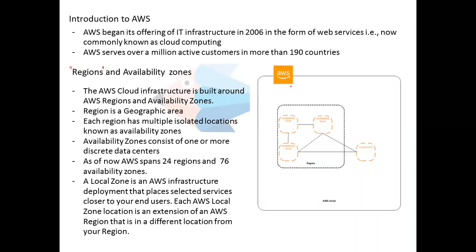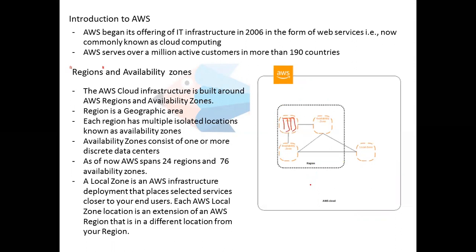So it is covering some space, like where we have states. The same way, a region is a geographical area of some size. And availability zones are the physical data centers. One or more data centers will make an availability zone, and one or more availability zones will make a region.